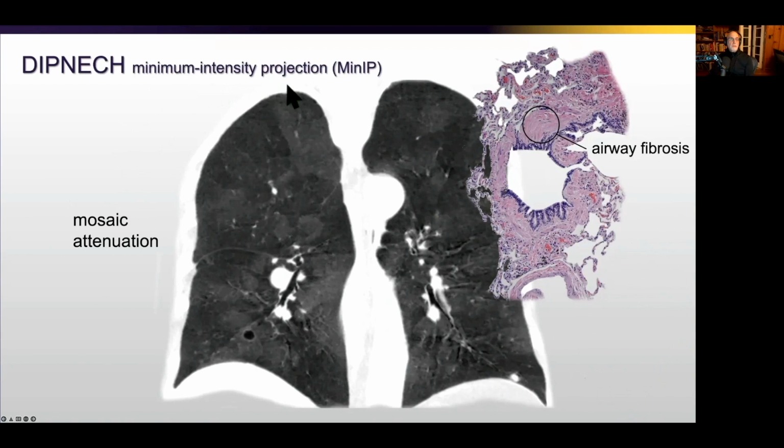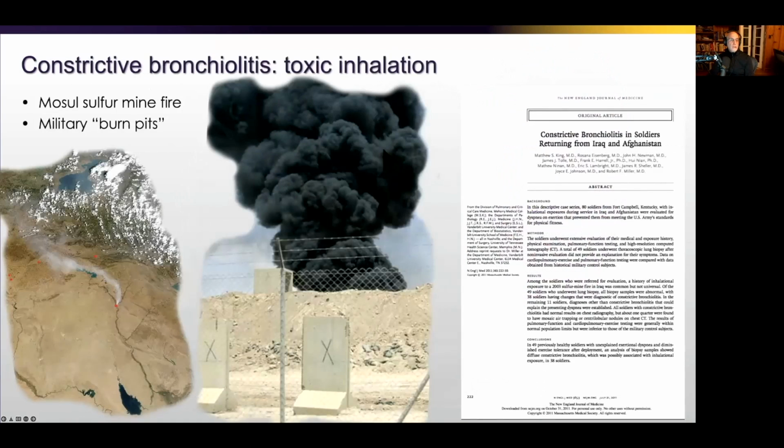And a minimum intensity projection is key, and I do this on every case within the chest. It takes only an extra 2 to 3 minutes, and you can really see the mosaic change. The mosaic change here is related to airway fibrosis, and that airway fibrosis is related to what is being secreted by the neuroendocrine cells.